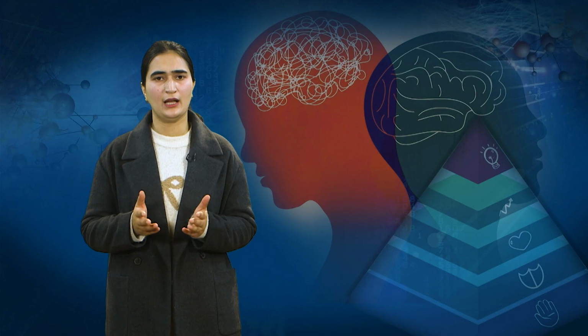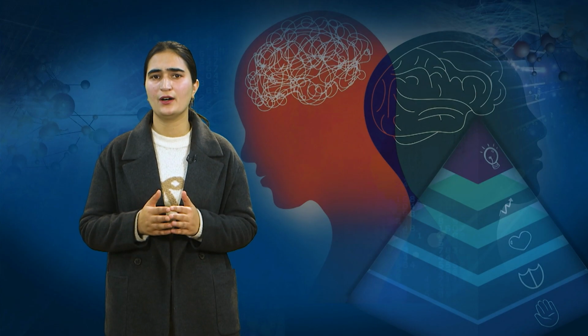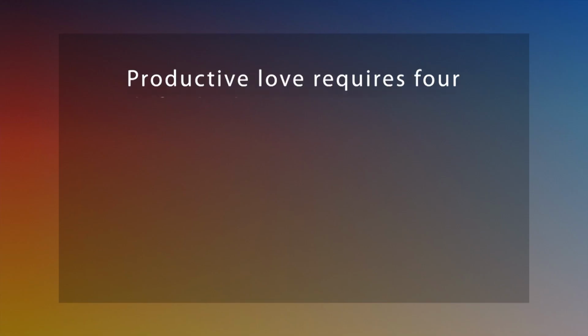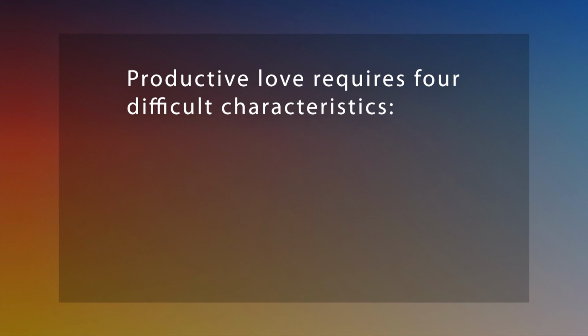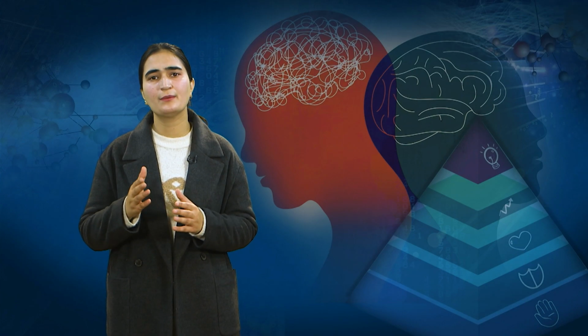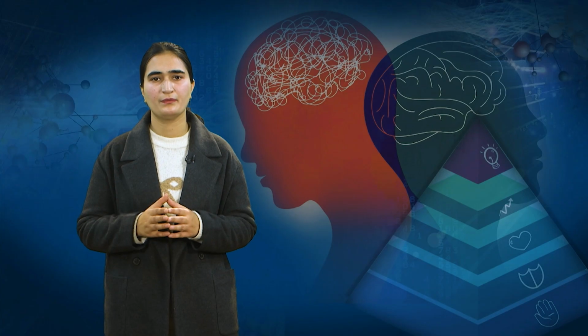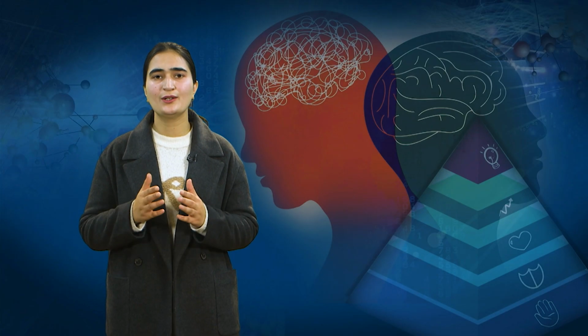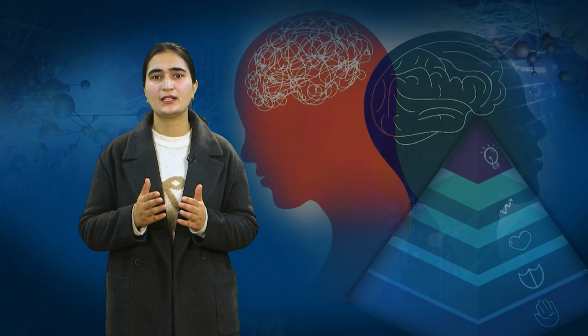We don't fall in love. We have to work very hard for it, since productive love requires four difficult characteristics, which are care, responsibility, respect, and knowledge. To care for, be deeply concerned for, and promote the growth and development of another person is to love them. Additionally, loved ones are looked upon with respect and their individuality is accepted. They are loved for who and what they are.